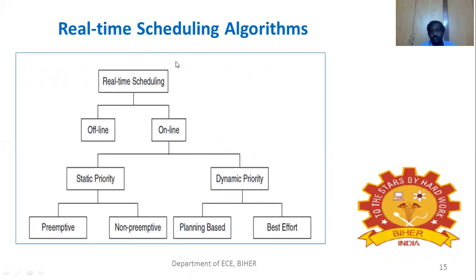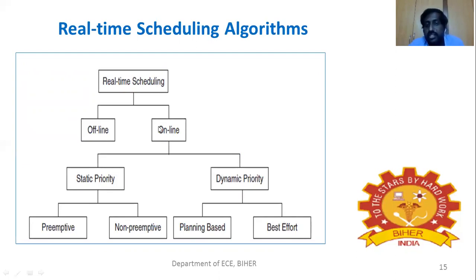These are the algorithms. We are using many real-time scheduling algorithms related with RTOS. These real-time scheduling algorithms can be classified into two types, offline and online. Online scheduling algorithms are further classified into static priority and dynamic priority. Static priority algorithms are again classified as preemptive and non-preemptive algorithms, and dynamic priority algorithms are classified as planning-based and best effort.